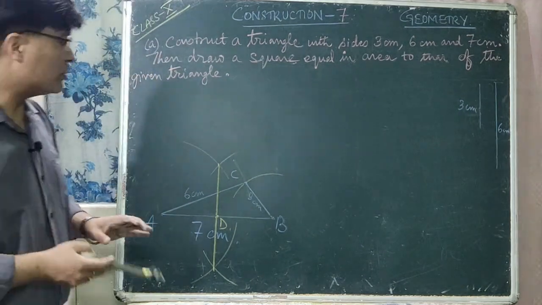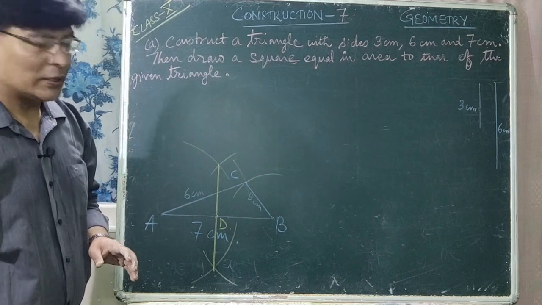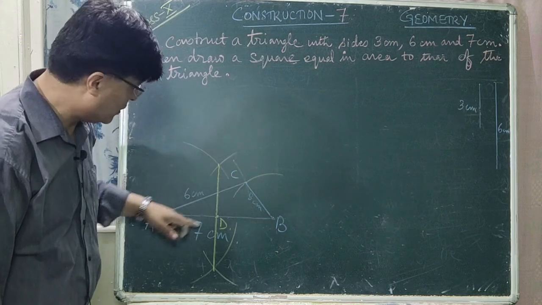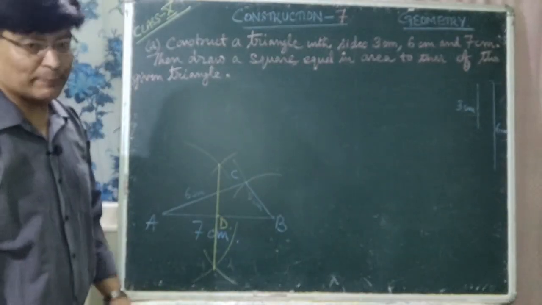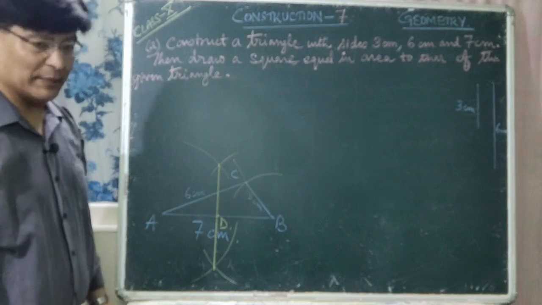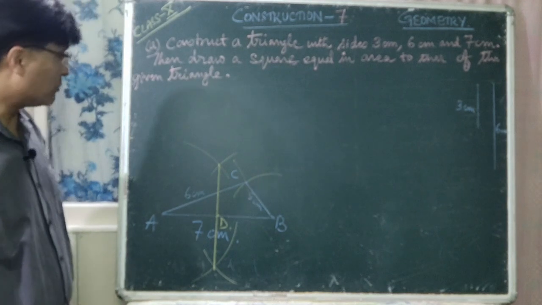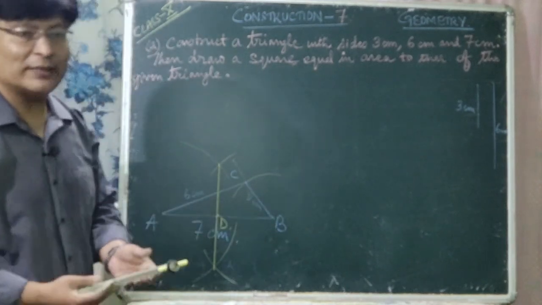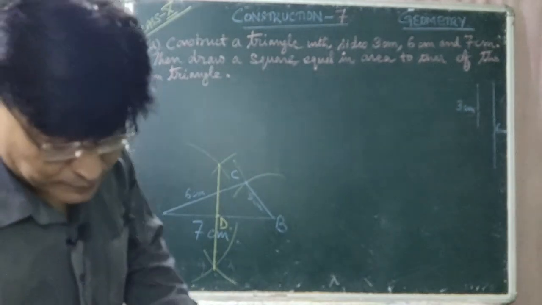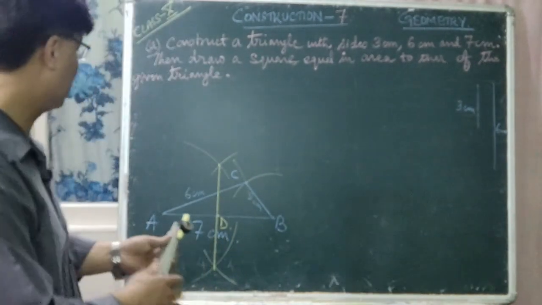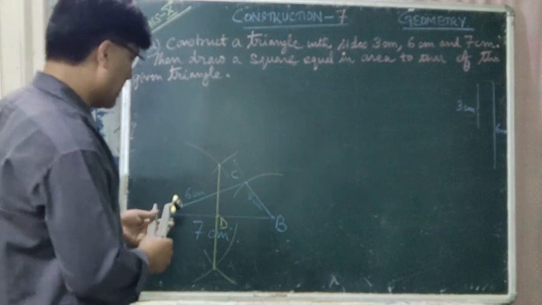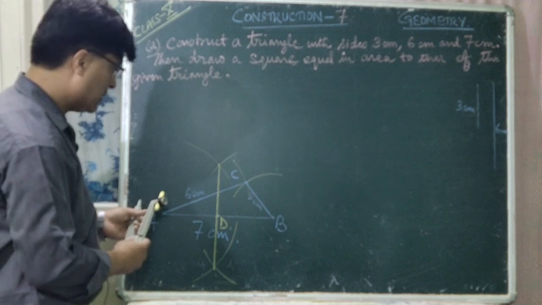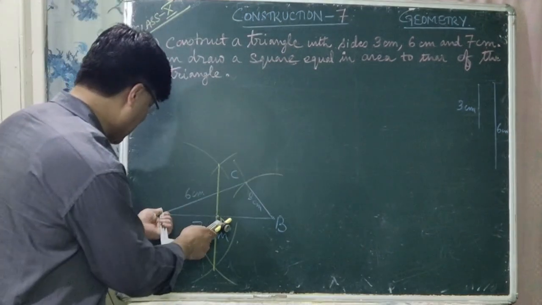Now you have to draw a straight line through the point C, which is parallel to AB. So how can you draw it? What you will do here is measure the length AB.